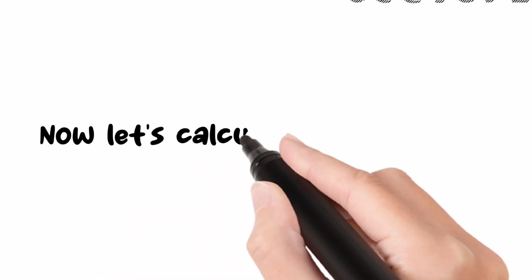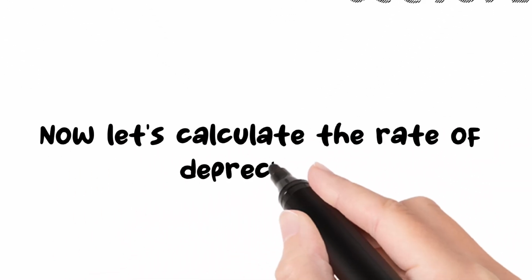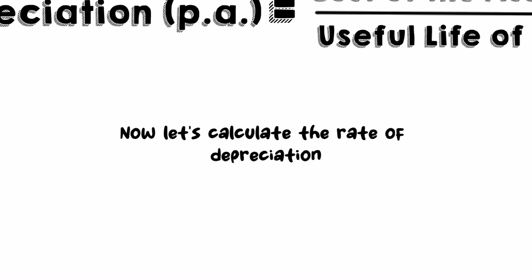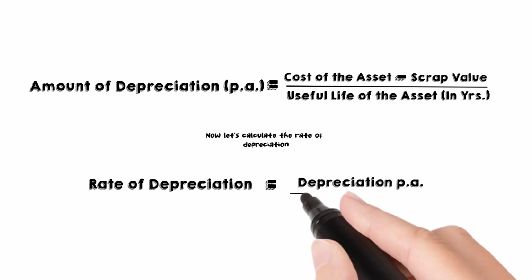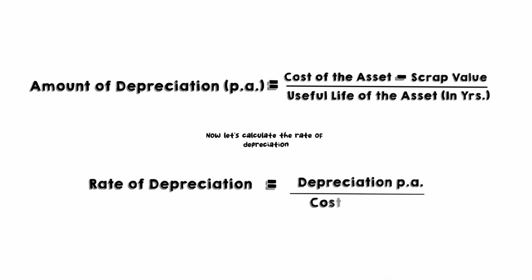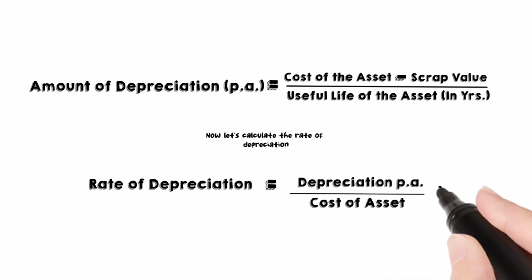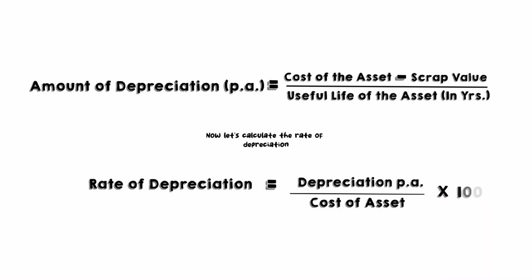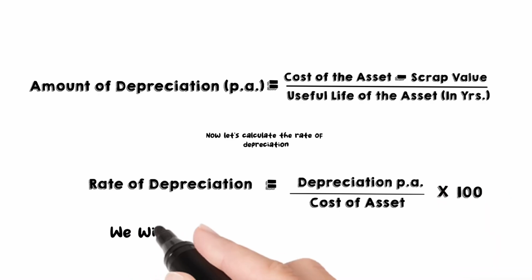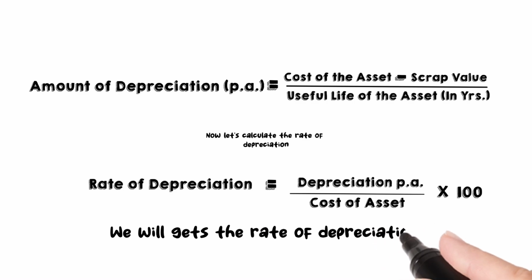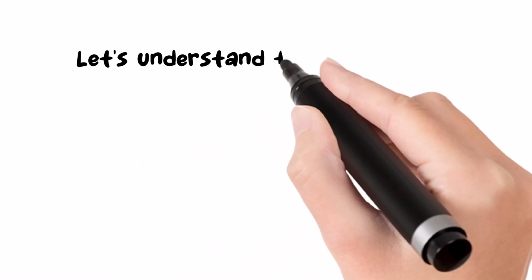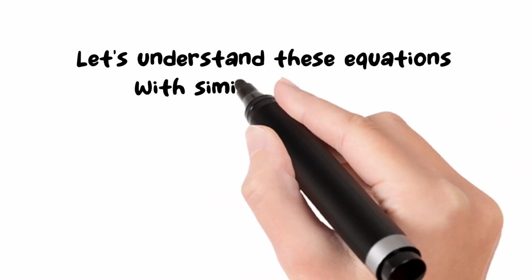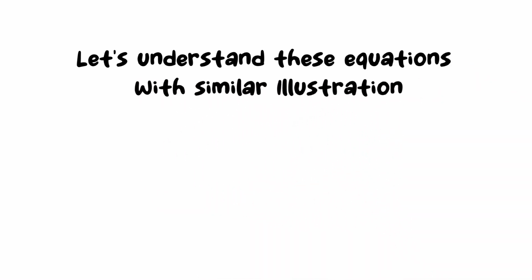Now, let's calculate the rate of depreciation. Rate of depreciation equals depreciation per annum divided by cost of the asset multiplied by 100. We will get the rate of depreciation in percentage. Let's understand these equations with a simple illustration.